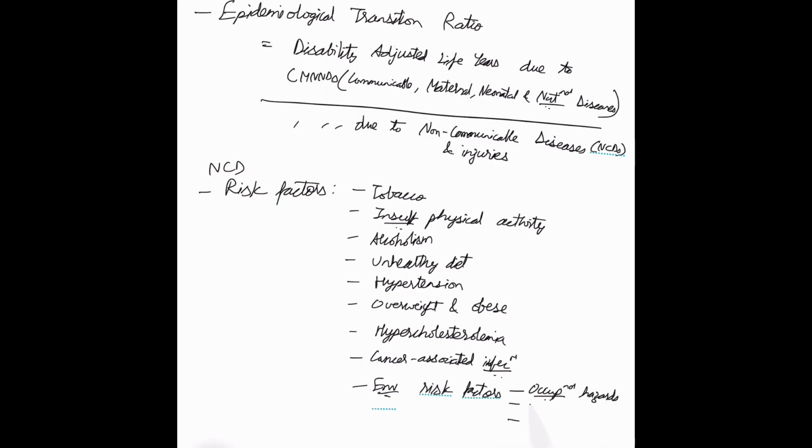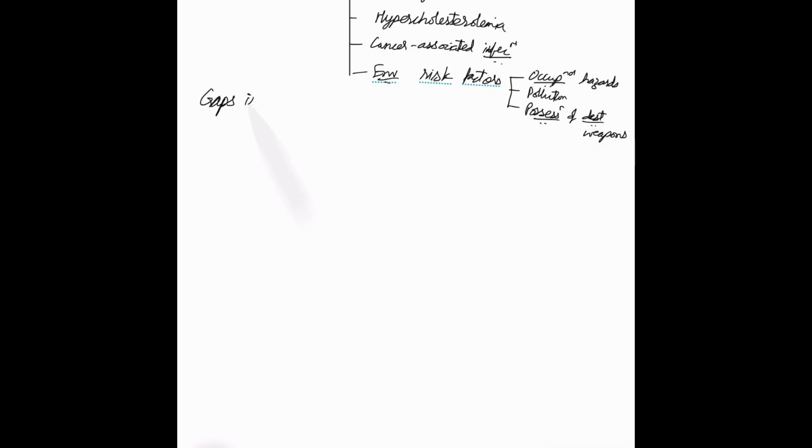So there are various gaps in the natural history of a non-communicable disease. The absence of a known agent, multifactorial causation, a long latent period, and indefinite onset.